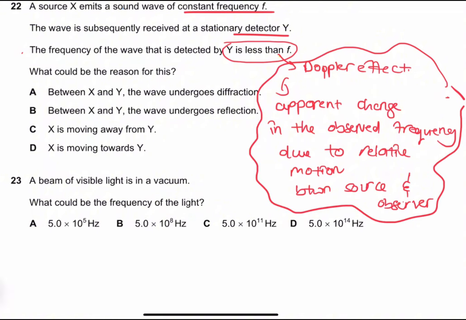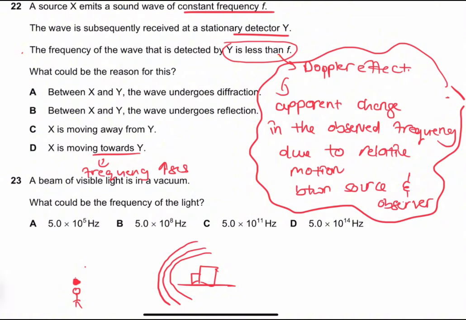Okay, so ask yourself, if Y is less than f, so as we move towards something, the frequency actually increases. Why does it increase? Well, imagine you're sitting at this point. You are the stationary observer who is sitting over here. And a car is moving towards you. So this is your car. It's moving towards you. The waves of the car are going to get squashed up as the car moves in front of you, because the distance is getting shorter, and the waves still have to reach you. So they keep on getting squashed up as the car moves towards you.